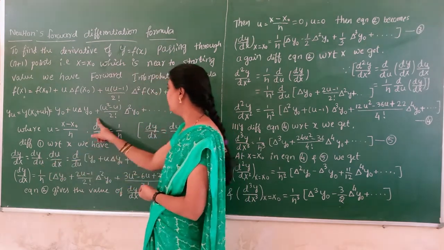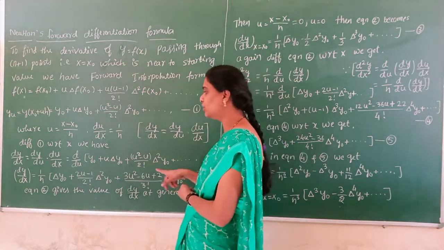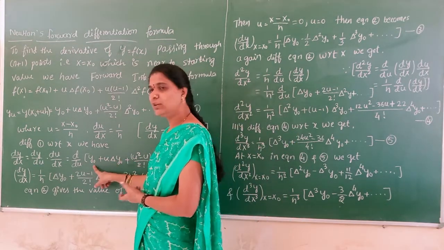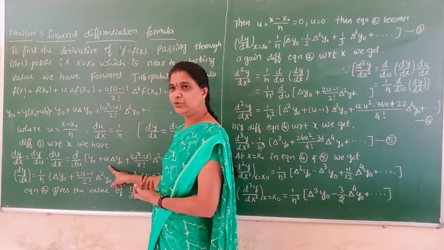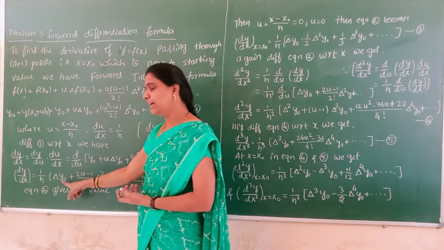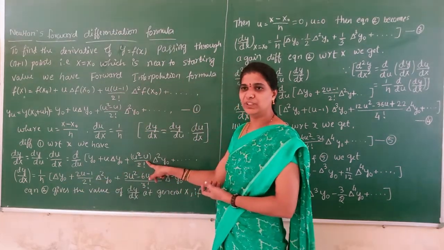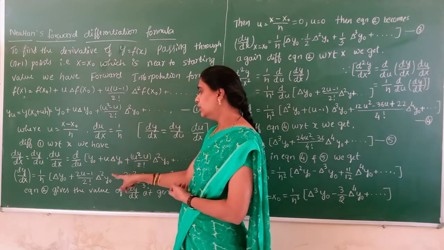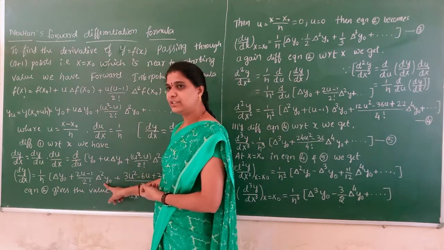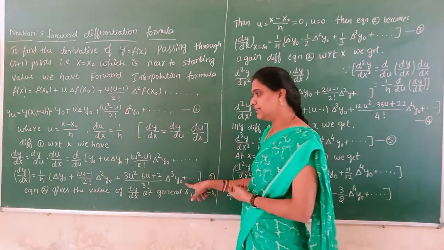What is the y? This is equation number 1, write it down as it is. Now differentiate with respect to u. y naught is independent of u, meaning it gives 0. The derivative of u is 1, so delta y naught stays as it is. Similarly, differentiation of u square minus u with respect to u gives 2u minus 1, upon 2 factorial, delta square y naught as it is, plus, in the same way, we can differentiate the remaining terms.